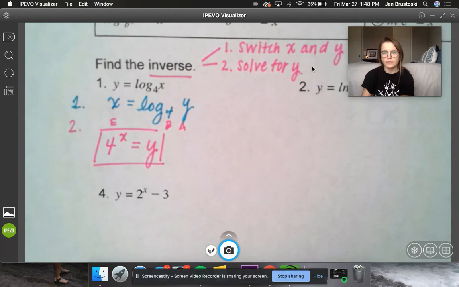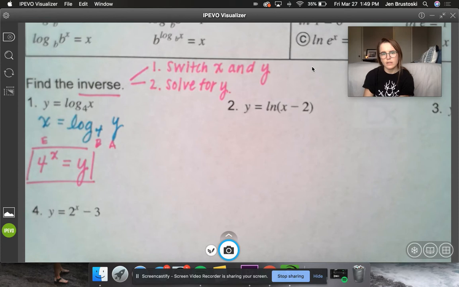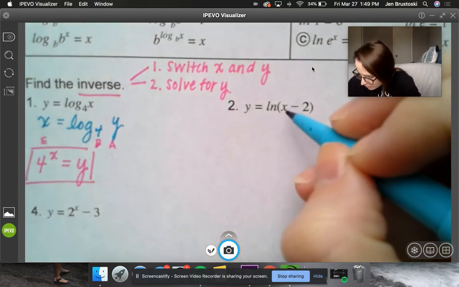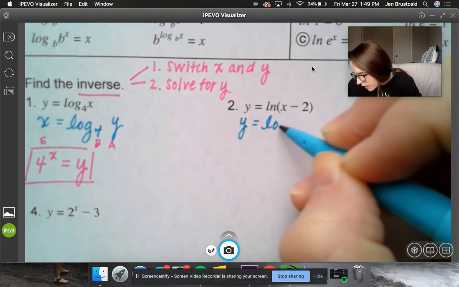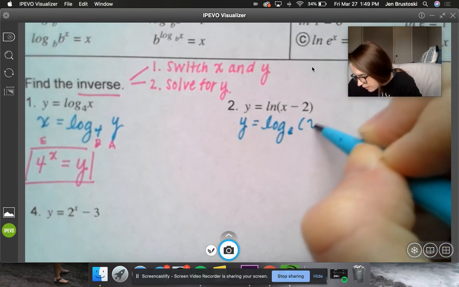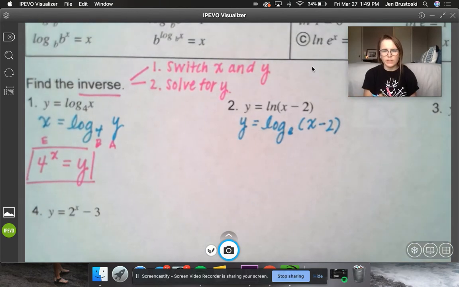If you feel confident, pause, go ahead and do the rest of them. If not, just keep following along with me. Okay, so for this one, I have y equals ln of x minus 2. First thing I'm going to do is I want to write this in terms of a log. So this I'm going to write as y equals log base e of x minus 2. That way it's something we're more familiar with.